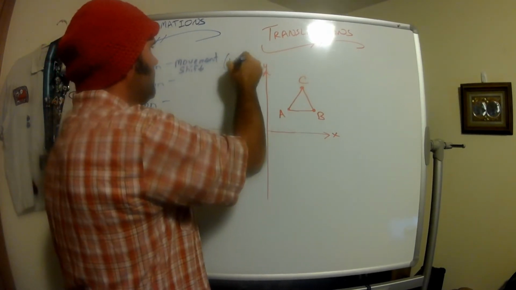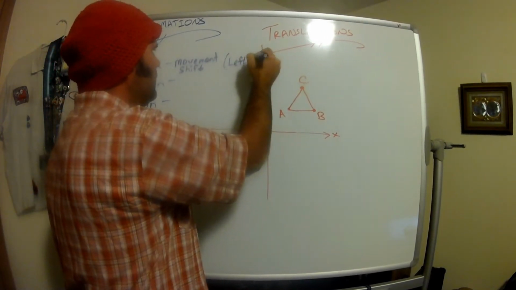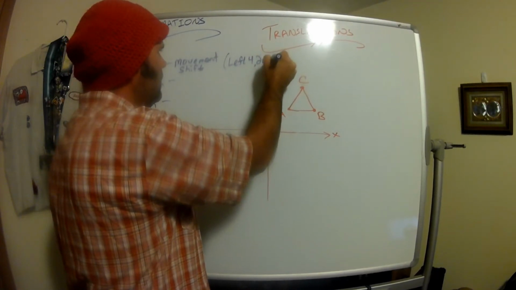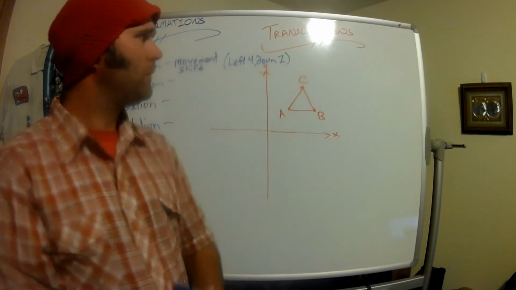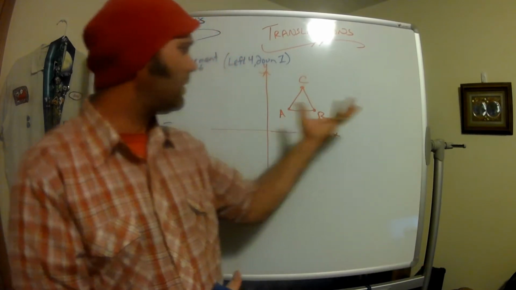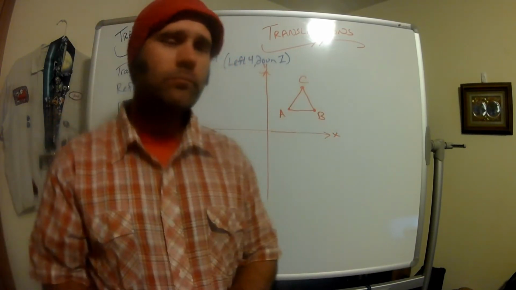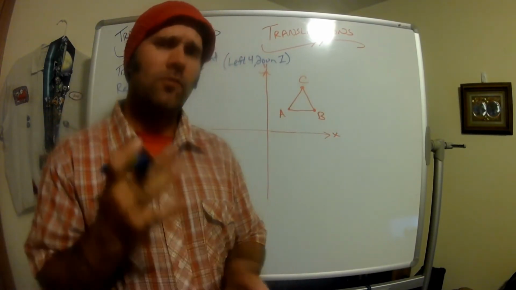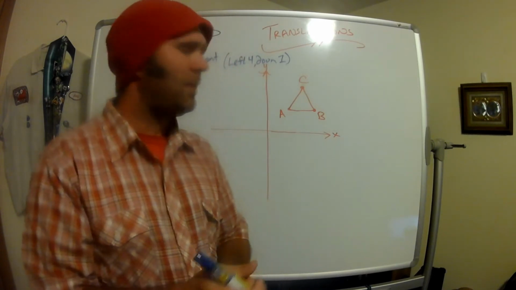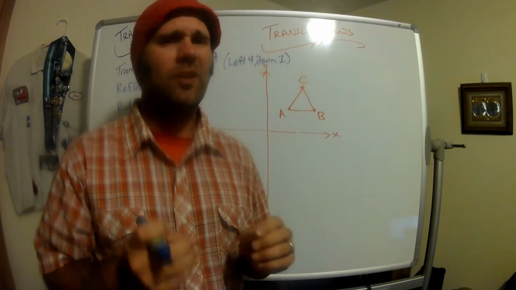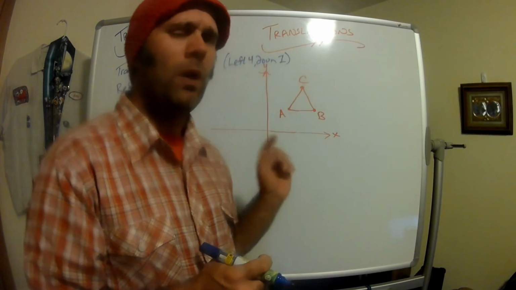So left 4, down 1. So I'm going to move the entire shape left 4 and down 1. And I think the challenge that some students have is that they want to just move the whole shape, and that's not a good idea. So let's go ahead and move one point at a time.